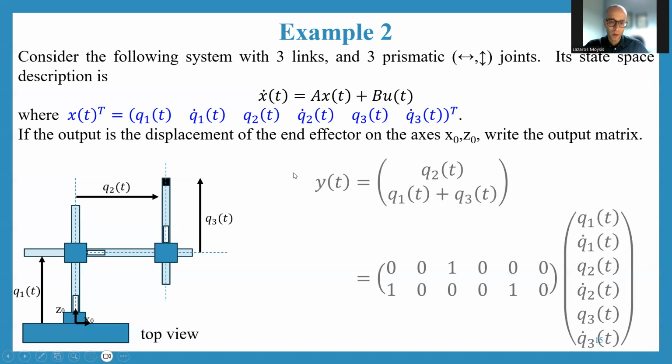Okay, so let's write this down. This is the output equation. Okay, the first output is, if we do the multiplication, Q2. And the second output, if we do the multiplication, is x1 plus x3, which is the fifth state, right? So simple as that, by understanding the vector of the state space, we can understand which is going to be the output. Okay, so in this situation, the output is a linear combination of all the states.